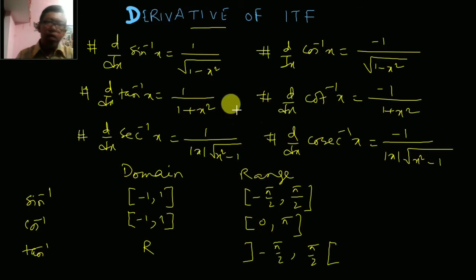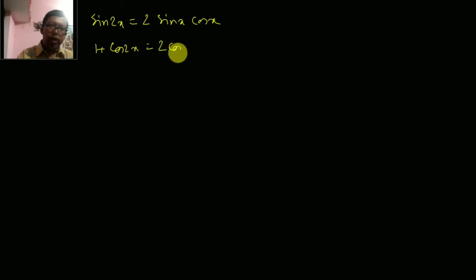Now we shall see a few more important trigonometric substitutions and their corresponding formulae to utilize them in the derivative of inverse trigonometric functions. First formula, sin 2x. What is the formula of sin 2x? You know this one: sin 2x is equal to 2 sin x into cos x. These will be substituted in the proper places. Next, 1 plus cos 2x. What is 1 plus cos 2x? This is equal to 2 cos square x.